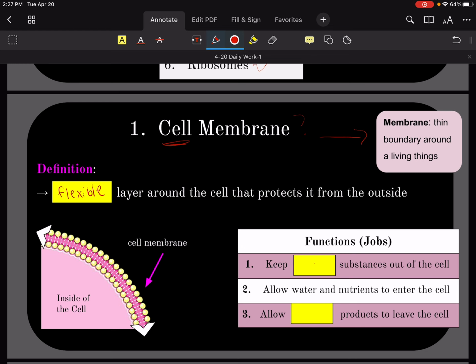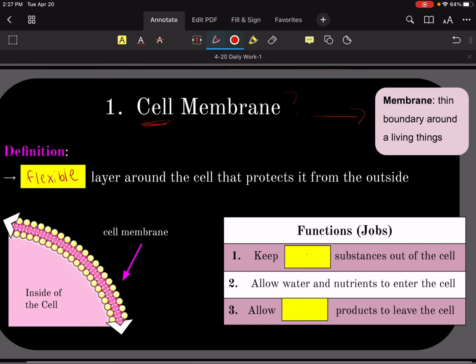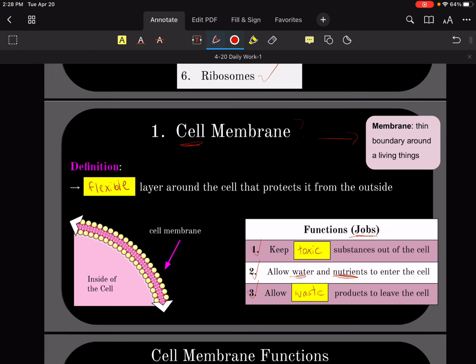And now the cell membrane has 3 important functions or jobs. The first one is that it keeps toxic or bad substances that could hurt the cell outside of the cell. It also allows water and nutrients to enter the cell, since the cell needs those to survive. And it also lets waste products, so like cell poop, leave the cell.